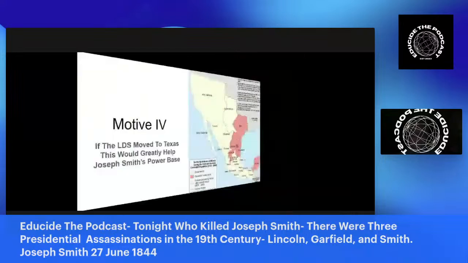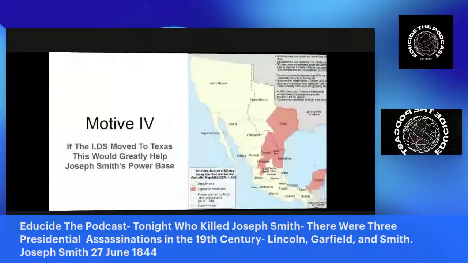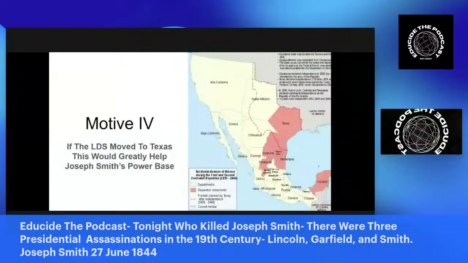The move to Texas, motive number 4. If the LDS Church had moved to Texas, this would have greatly helped Joseph Smith's power base. Remember that Texas became the largest state in the Union. The Mormons would have been the largest population in the largest state of the Union.